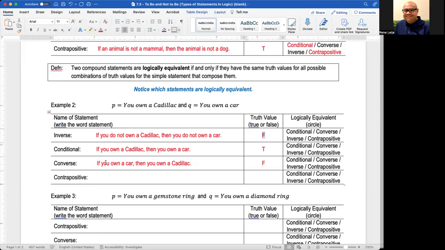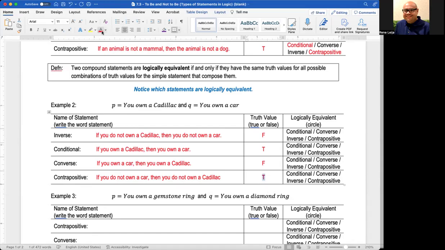Okay. And then the contrapositive, this is if not Q, then not P. So if you do not own a car, then you do not own a Cadillac. And that would be true.